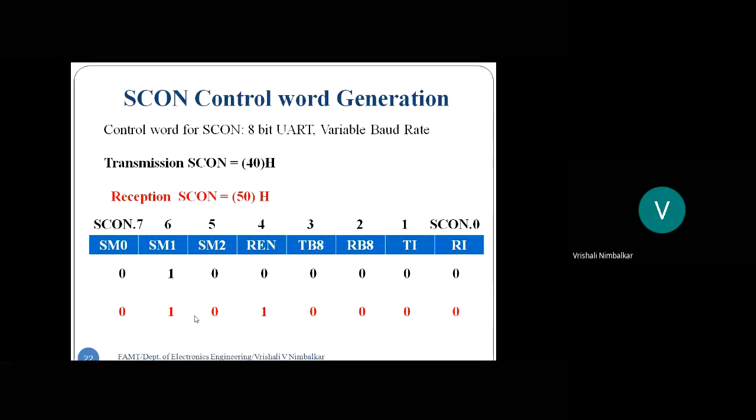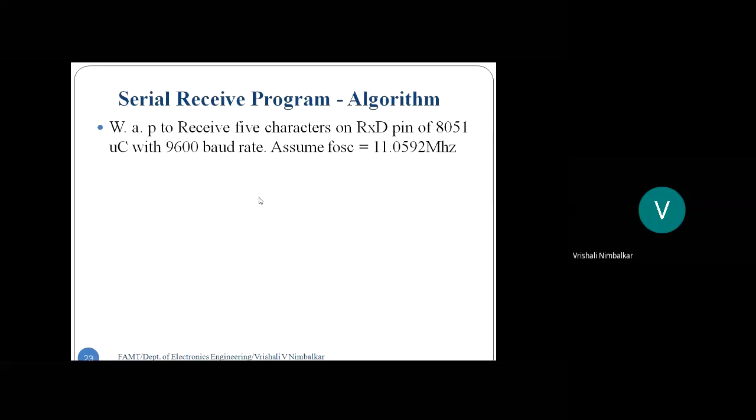So the control word for reception is 0101, that is 5, and 0000, so that's 0. So the SCON control word is 50 hex for reception. Yesterday we saw transmission, so the SCON control word came as 40 hex. Now we are doing reception, so the control word is 50 hex. Okay, and then one more control word that we need is TMOD, timer 1, mode 2. So yesterday we saw TMOD, the control word came as 20 hex.